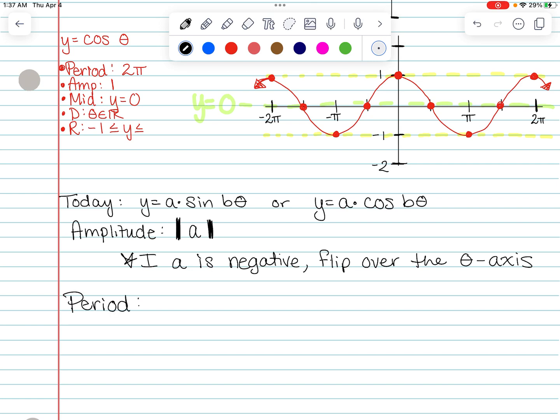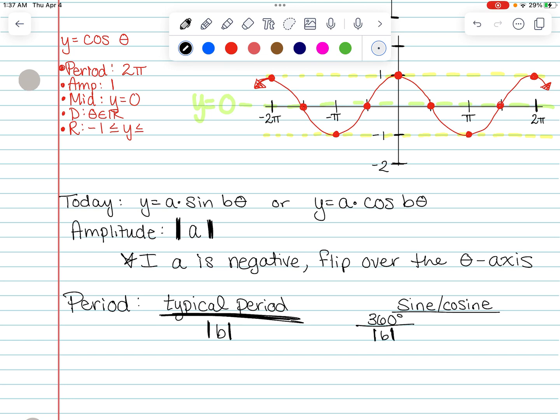Now, the B will control the period. It controls how quickly we go through the graph. The period of any of our trig functions is always going to take the typical period for that function and divide it by the absolute value of whatever that B is. Now, for sine and cosine, since their period is typically 360 or 2 pi, you're going to take 360 degrees divided by the absolute value of B, or if you're graphing in radians, 2 pi divided by the absolute value of B.